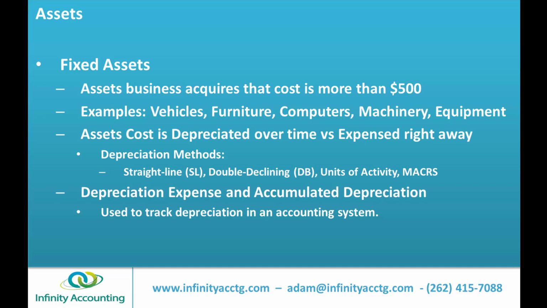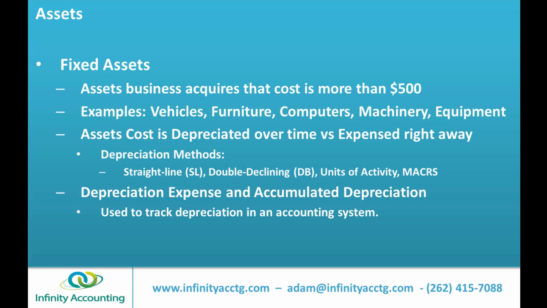Also, there are other assets in the accounting system. There's something known as fixed assets. These are assets that a business acquires that cost more than $500 and are useful to the business. Examples can be vehicles. If you get a company car or vehicles, like plumbers or a lot of contractors, they have their own vehicles that they go out and do jobs for. Furniture for the office, computers, machinery, equipment, etc. Those are all fixed assets.